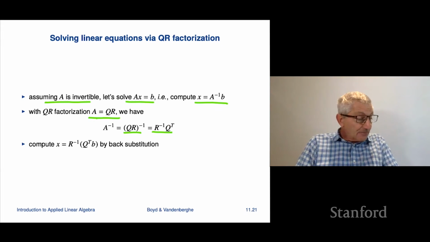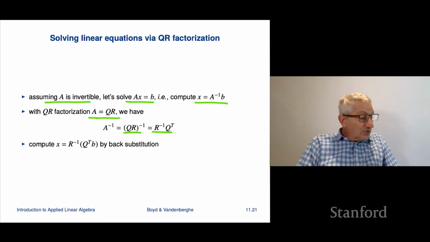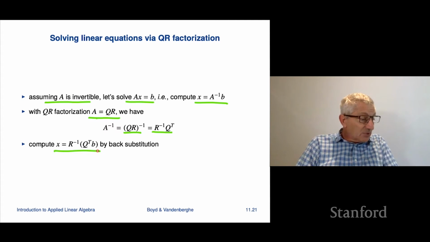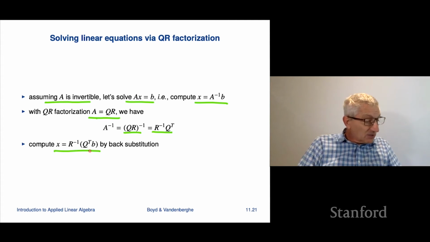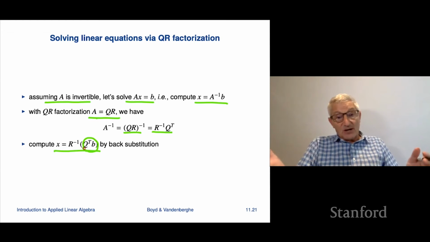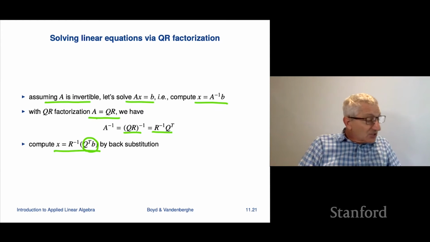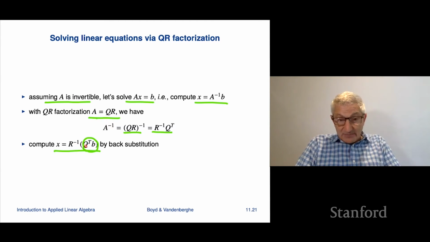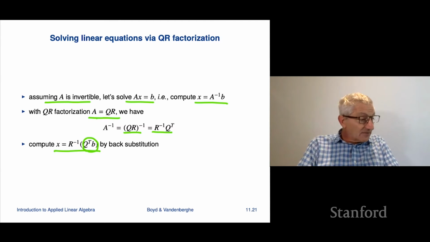So that's it. Now we know how to do it, because what we can do is compute x by back substitution. First, we're going to multiply Q transpose by b. We know how to do matrix vector multiplication. And then to compute x equals R inverse Q transpose b, we use back substitution, right? So that's kind of the idea.